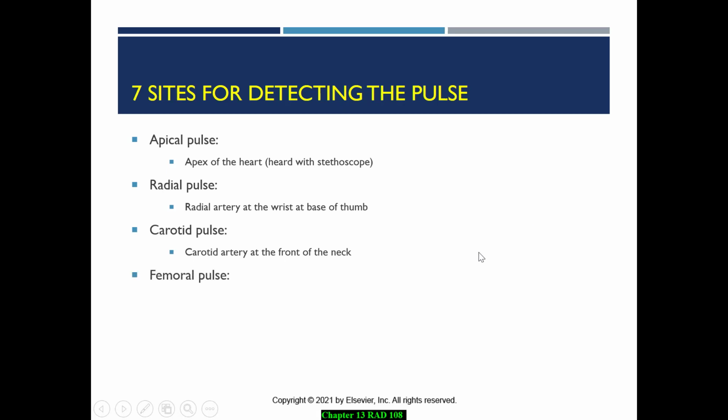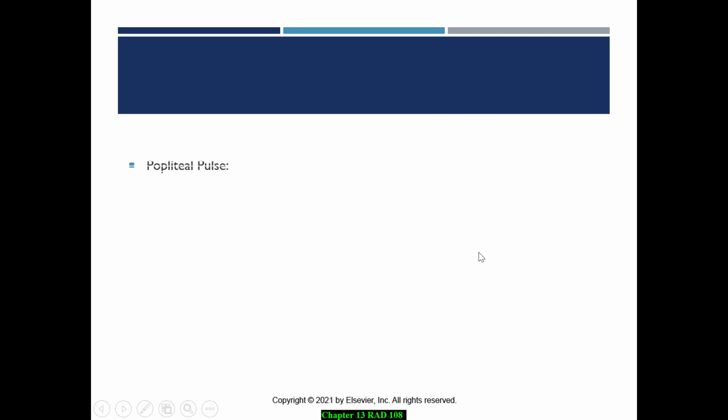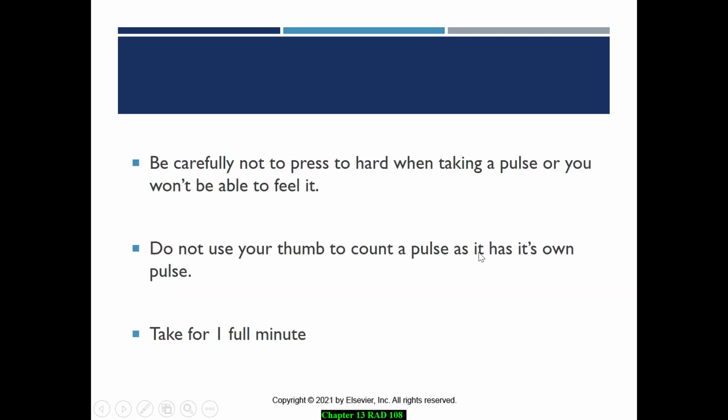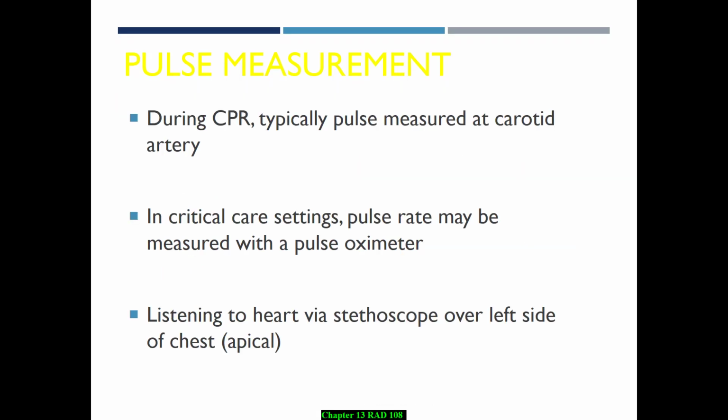There are other areas that you can identify for taking pulse, but typically those are not ones that we're going to be looking for as a radiographer, but you do still need to be familiar with where they are. One of the things that I'm going to remind you: don't press too hard because you're going to end up reading your own pulse instead, and the same thing with using your thumb. You're going to end up taking your pulse and not theirs.